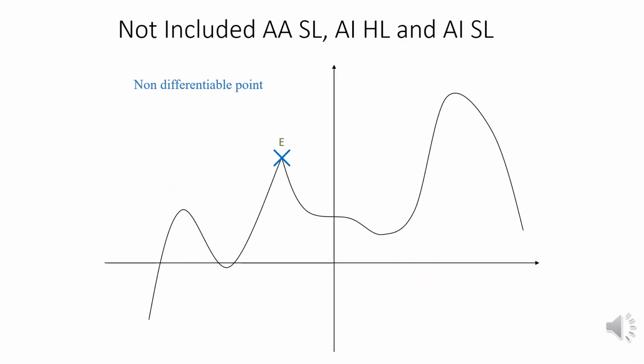You may notice there is a kind of point, like point E, which is a non-differentiable point, since it is not included in IB math AA standard level, AI higher level, and AI standard level. We will not discuss it here.